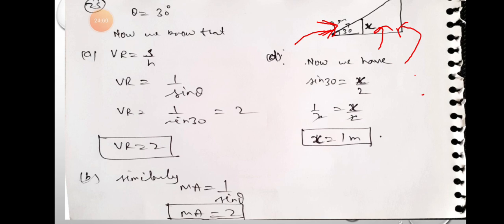So now we have sin 30 is equal to, since sine is equal to perpendicular upon hypotenuse, so perpendicular is x and hypotenuse is 2, and sin 30 is also 1 upon 2, so 2 will get cancelled, we get x is equal to 1 meter, which means if a man walks 2 meter on an inclined surface, he will gain a height of 1 meter.